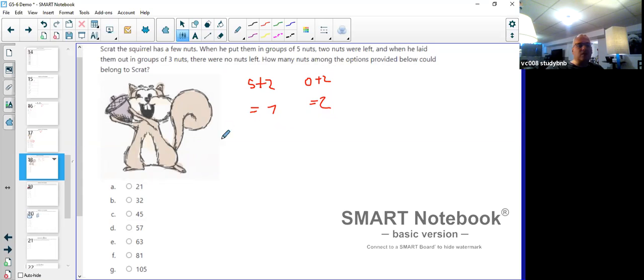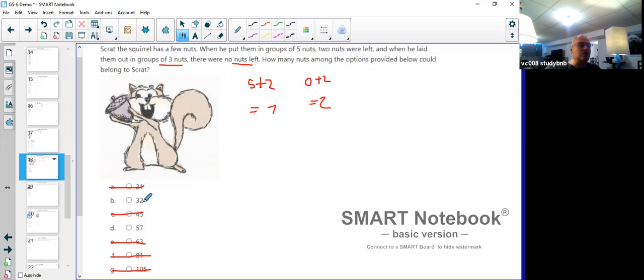Leo says B versus D, right? Has to end in 7 or 2, right? Anything else is not going to work out. Okay. And now it says what? The second part of it says when you put them in piles of 3, there were no leftovers. That means your number has to be divisible by 3, right? 3 has to divide into your number equally with no leftovers.